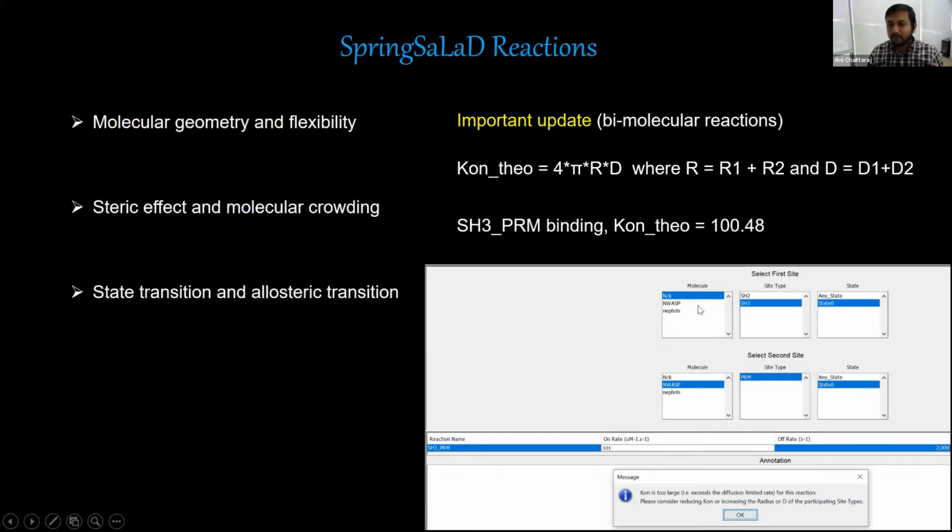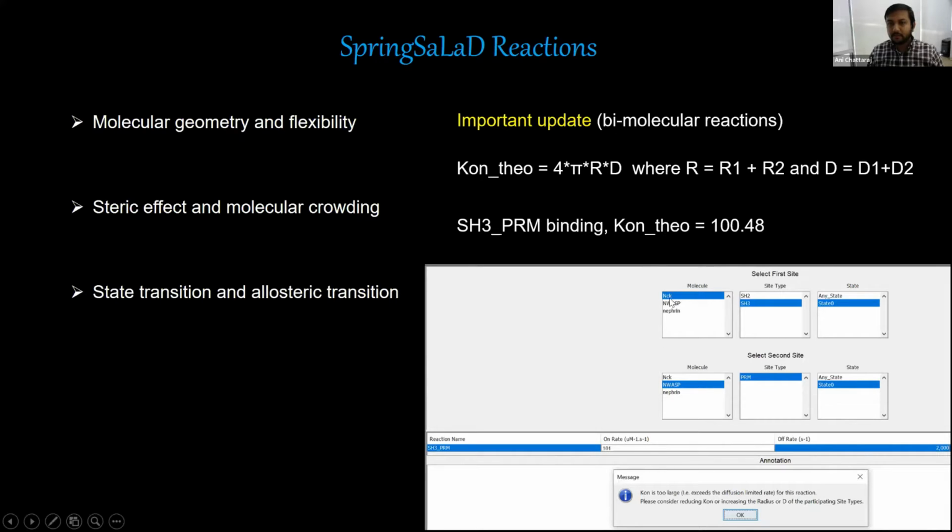So for example, if you are defining a binding reaction, say the SH2 domain of NCK would interact with the PRM domain of N-WASP, and then you define this on rate and off rate. Previously, there was no bound on the numerical value of the on rate that you could enter into the software. However, there is a physical limit which you should not exceed in order to get a numerically accurate result. So that has been taken care of. That's an important update.